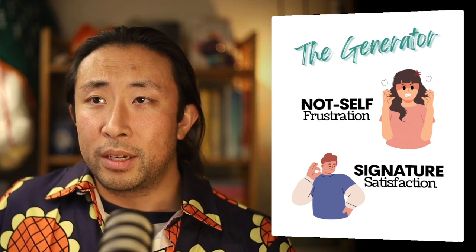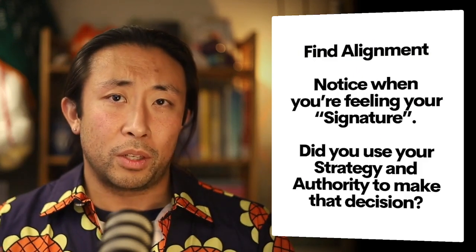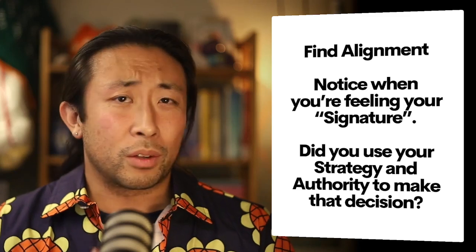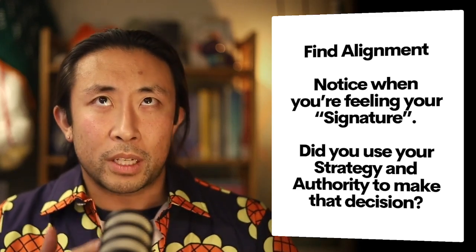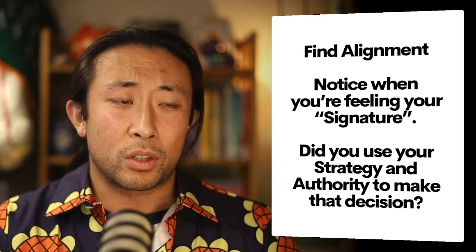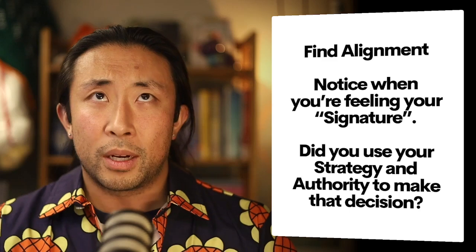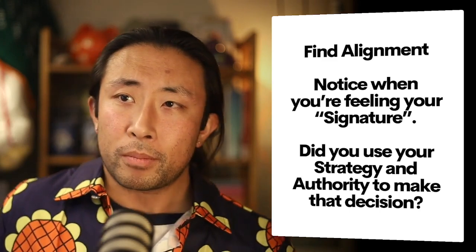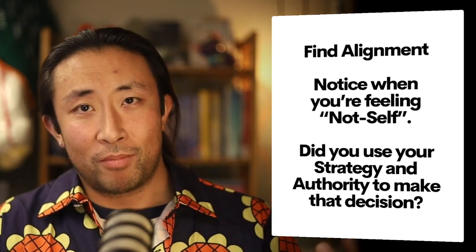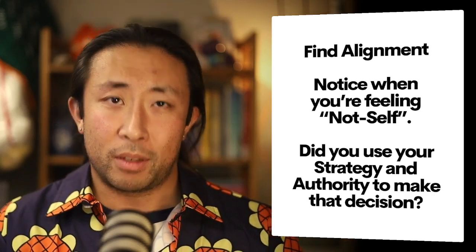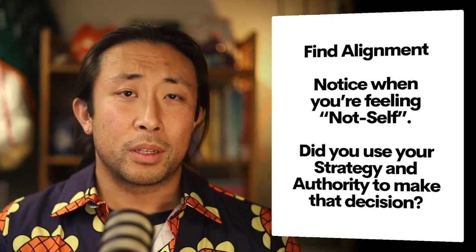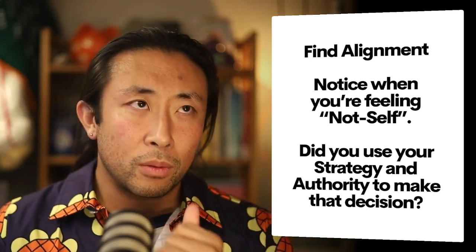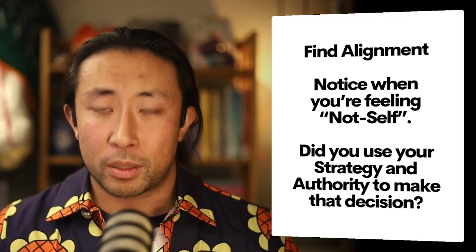And the idea there is pretty simple. It's basically to find alignment, you want to notice when you're feeling your signature and then reflect back. Did you use your strategy and authority to make that decision? And this is a reflective exercise so that you can, number one, begin to understand whether or not you're already, sometimes intuitively, using your strategy and your authority to make decisions. The other side of it is notice when you're feeling your not self. And then same thing. Did you use your strategy and authority to make that decision? So a little bit of a self-reflective exercise for you there to understand how you come to different decisions.